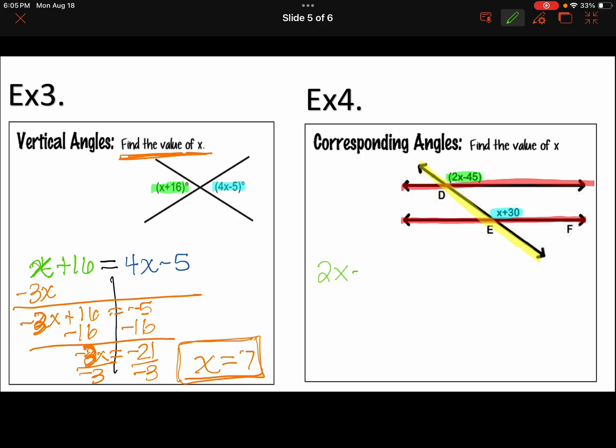And we know that those two angles are what we call congruent. So 2x minus 45 would equal x plus 30.